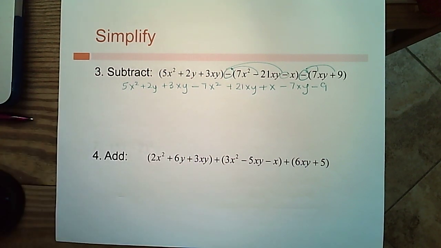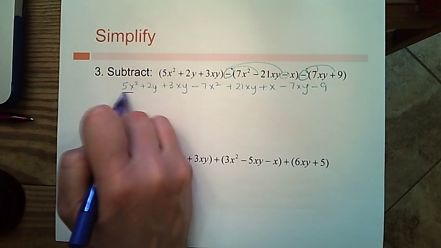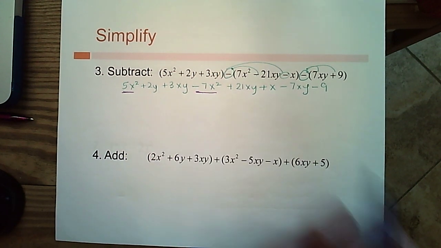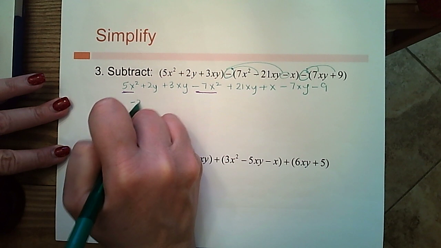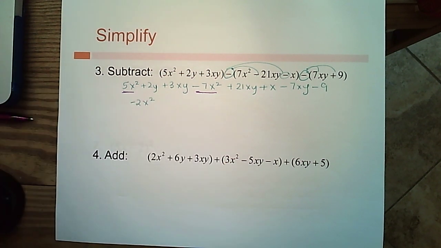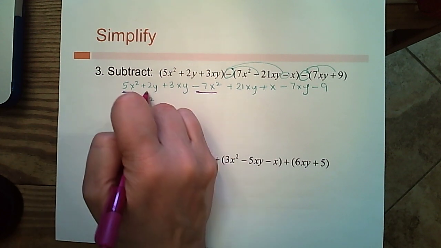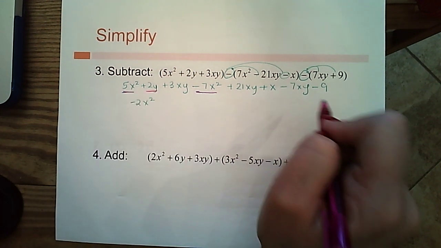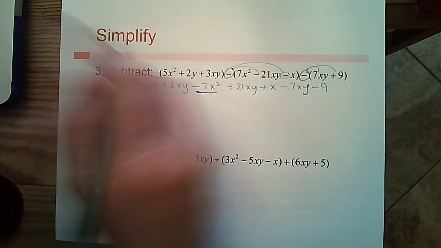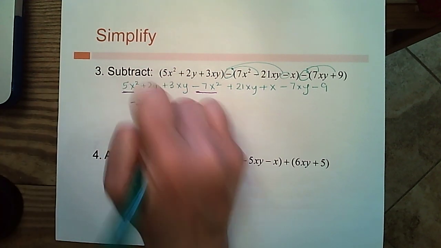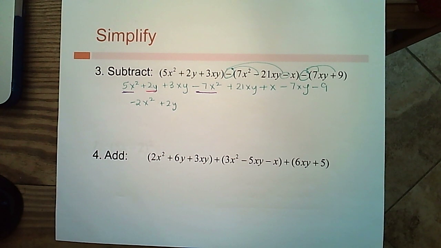I have here 5x squared minus 7x squared gives me a total of 5 minus 7, negative 2x squared. Then I'm just going to take my second piece. I have 2y. I do not have another y by himself, so plus 2y. Then I'm going to take my third piece.